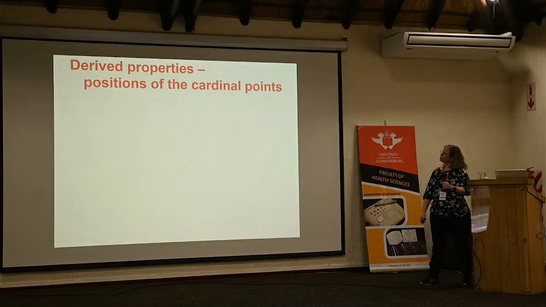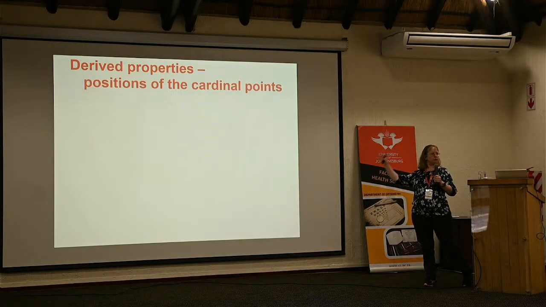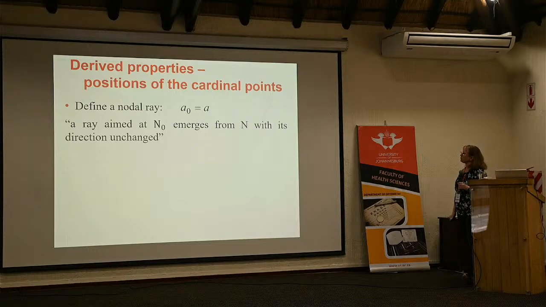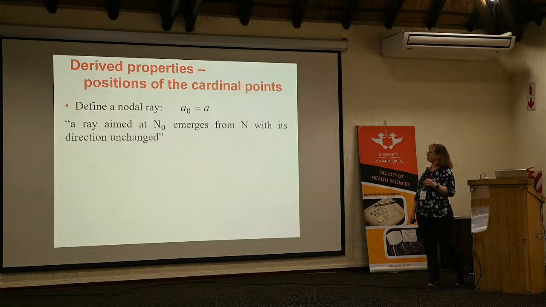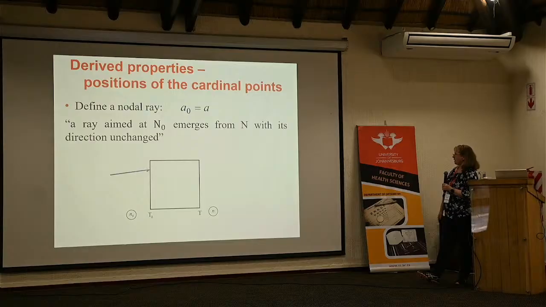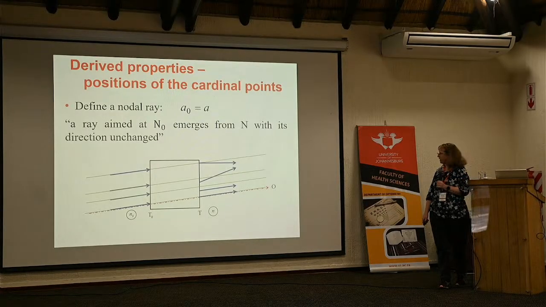All right, we can also derive the positions of the cardinal points, because you'll have noticed that I haven't used cardinal points to get any of the transferences. Cardinal points can be derived from the transference. So we define a nodal ray as A naught equals A. So a ray aimed at N naught emerges from N with its direction unchanged. And of course, we should all know that's a nodal ray. And we have an optical axis, which is also a nodal ray.